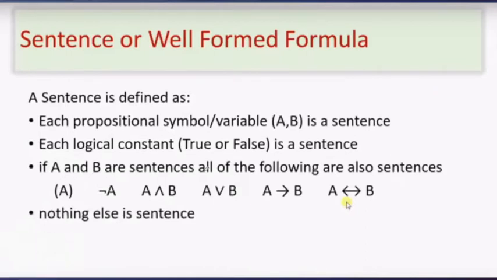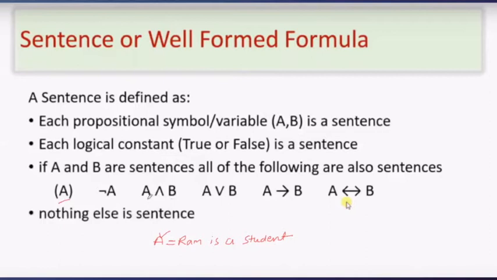Next is, if A and B are sentences, all the following are also sentences. Let's say we have a sentence A, and this A will be represented with some sentence. I'll say Ram is a student. So Ram is a student is nothing but A. If I say A, it means Ram is a student. If I say negation of A, it means Ram is not a student.